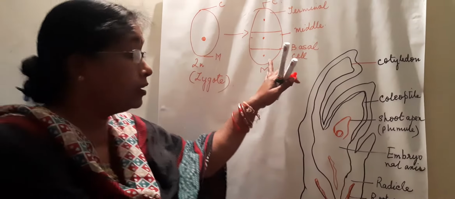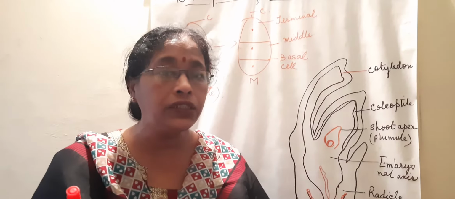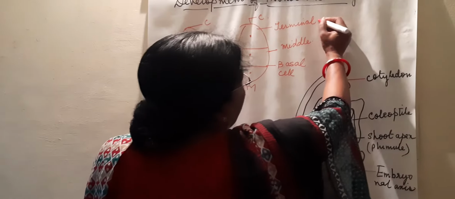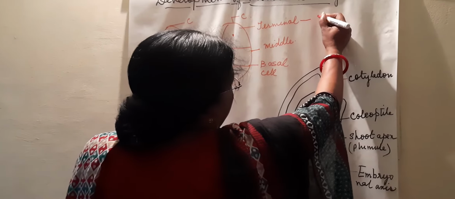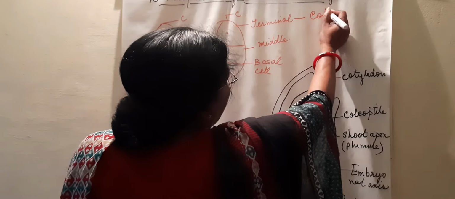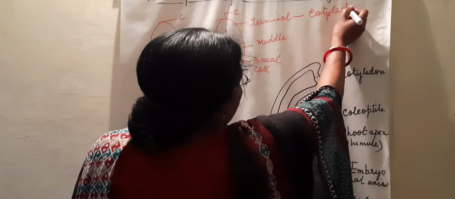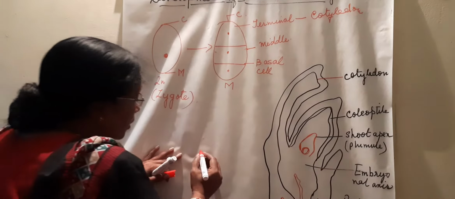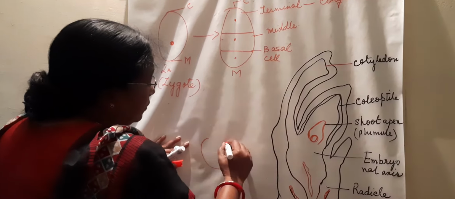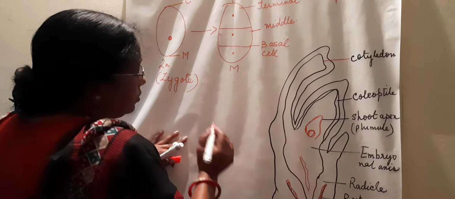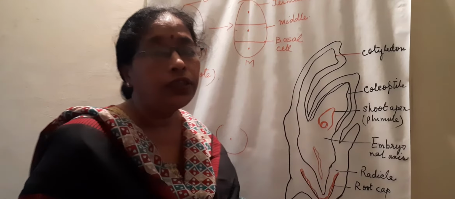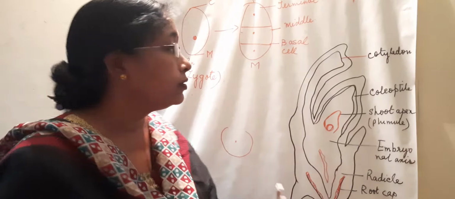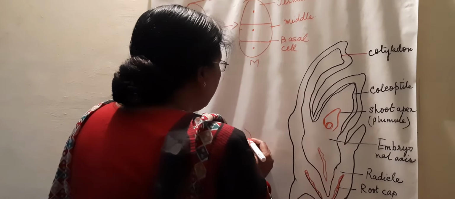The basal cell does not undergo many changes. The terminal cell gives rise to the cotyledon, one cotyledon only. And the basal cell will enlarge, and its function is to absorb the nutrition. So this is the basal cell which is enlarged.